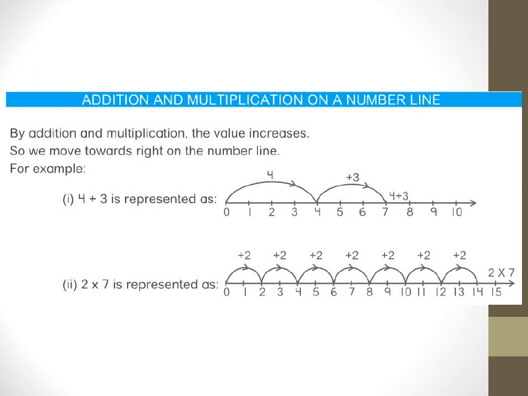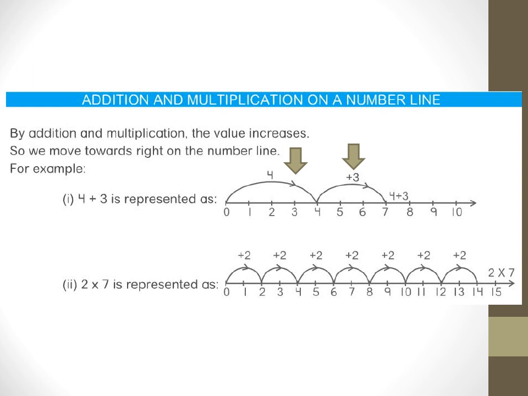For example, 4 plus 3, which will give us 7. From 0 we step to the right hand side 4 steps and then we step 3 steps to the right hand side once again and we reach 7. So 4 plus 3 equal to 7 is represented on the number line like this.